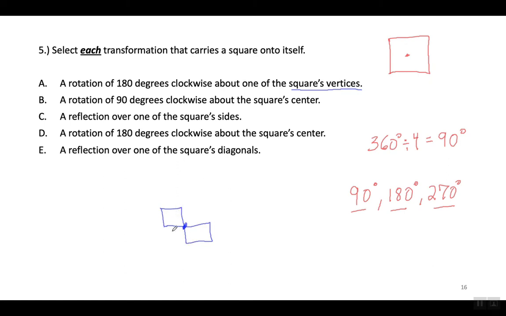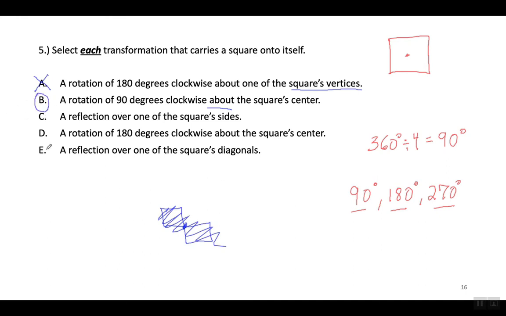We're only trying to find the answers where, when you do the transformation it says, the square will be on top of the same exact square and look exactly the same. So that's why letter A is wrong, because a 180 degree clockwise rotation about one of the square's vertices will not put it on top of the same square. So A is wrong. Okay, B, a rotation of 90 degrees clockwise about the square's center. When you see that word about, that means around the center. So yeah, that'll work. As long as you're rotating it one of these numbers around the center, it works. So B is correct.